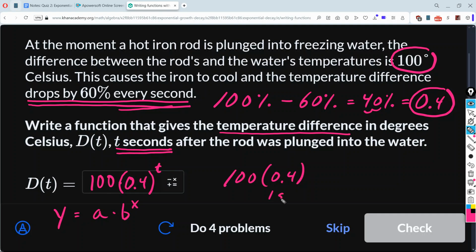That's after 1 second. Okay, then you take that number and you multiply by 0.4 again. That's after 2 seconds. Okay, and it keeps going. Every time a second goes by, you do times 0.4. It makes it drop by 60%. Okay, so instead of writing 0.4 over and over, you just use that exponent on 0.4. All right, so t is the number of seconds and it drops every second. So that's going to be the answer.